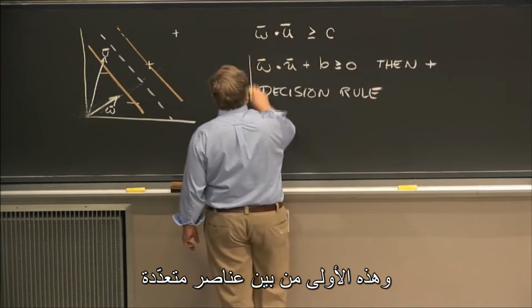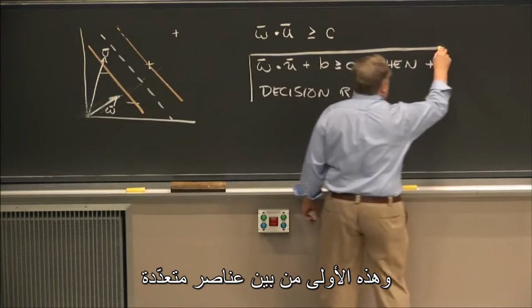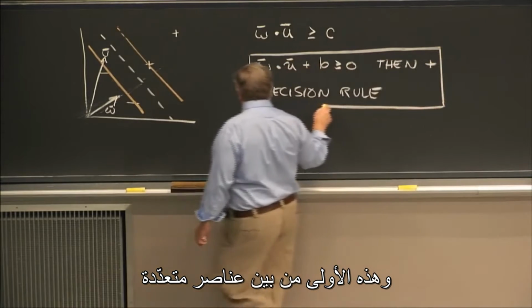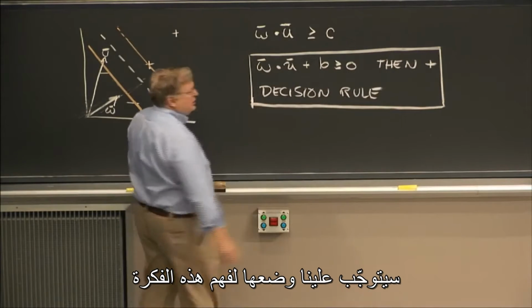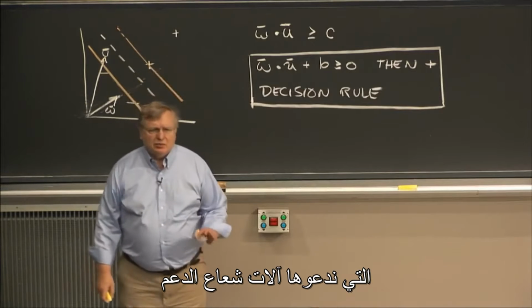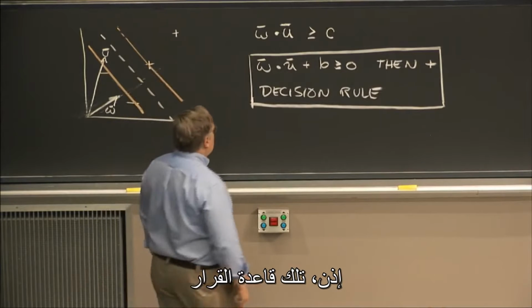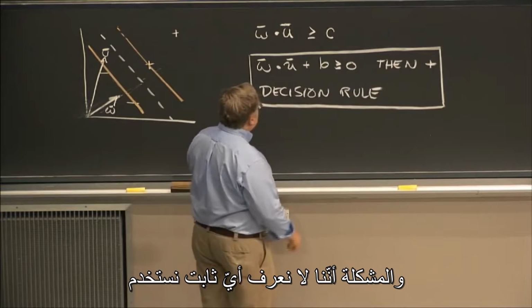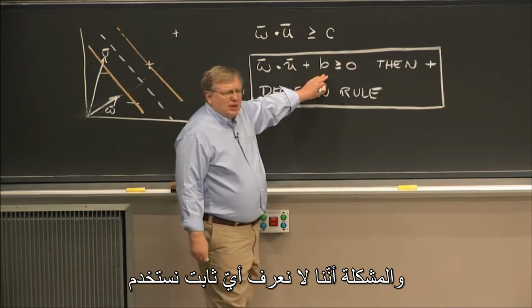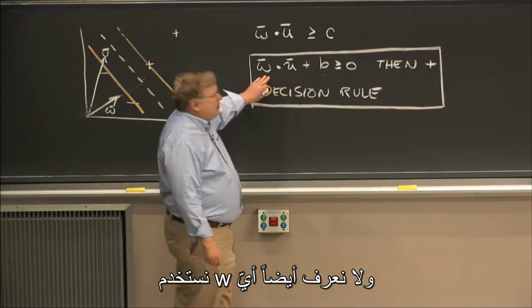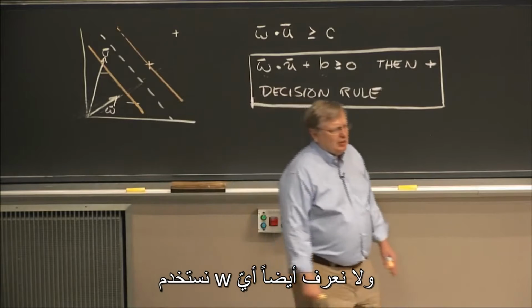And this is the first in several elements that we're going to have to line up to understand this idea called support vector machines. So that's the decision rule, and the trouble is we don't know what constant to use, and we don't know which w to use either.